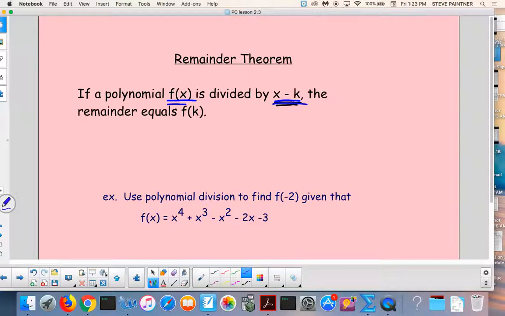If a polynomial f of x is divided by x minus k, the remainder equals what? f of k.